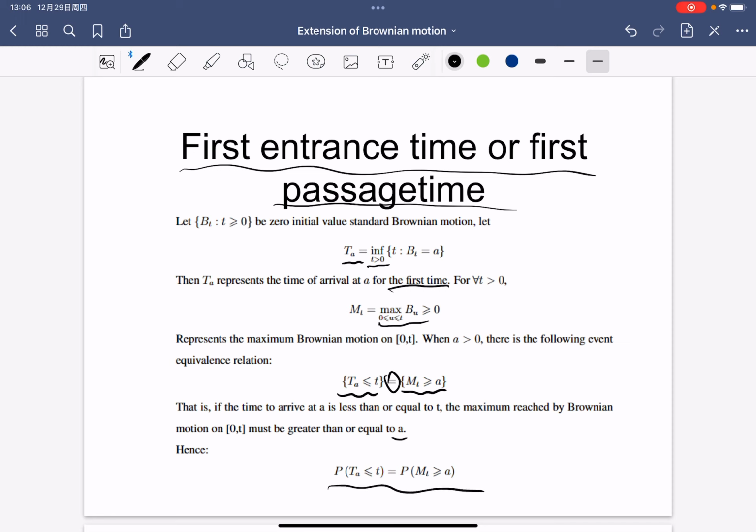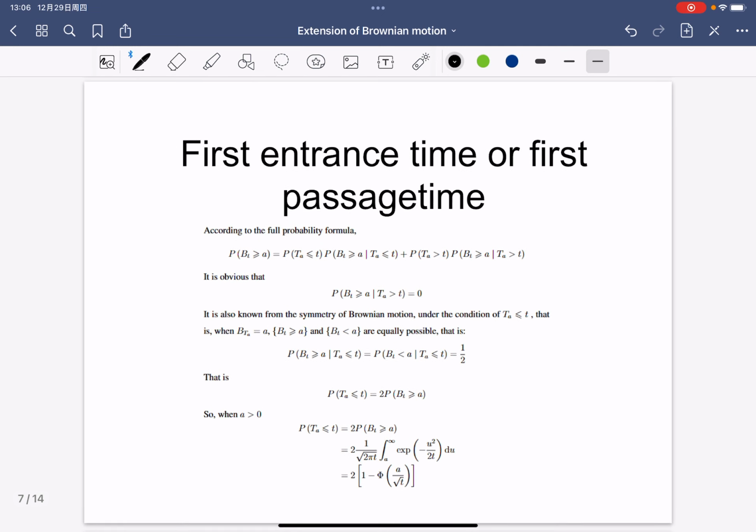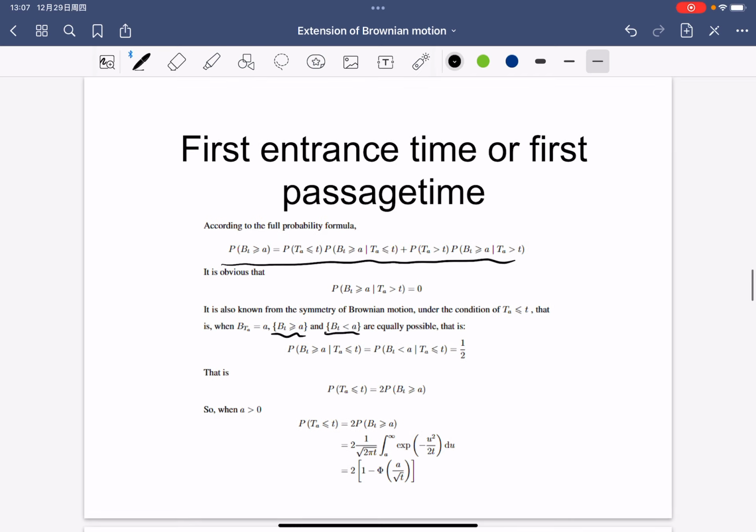Hence, the probability of both is equal. According to the total probability formula, it is obvious that P is equal to 0. It is also known from the symmetry of Brownian motion that, under the condition of T_A less than or equal to t, when the Brownian motion is equal to A, these two are equally possible. That is, the probability of both is equal to 1/2.